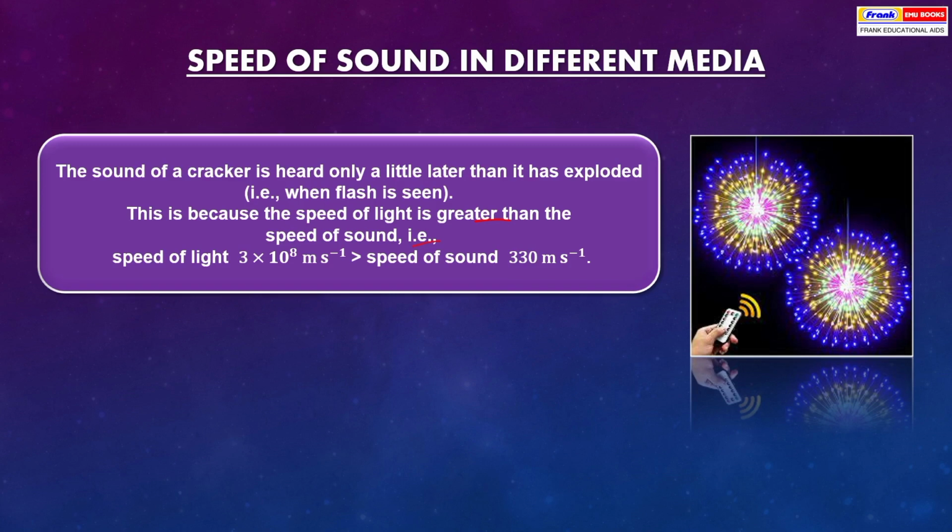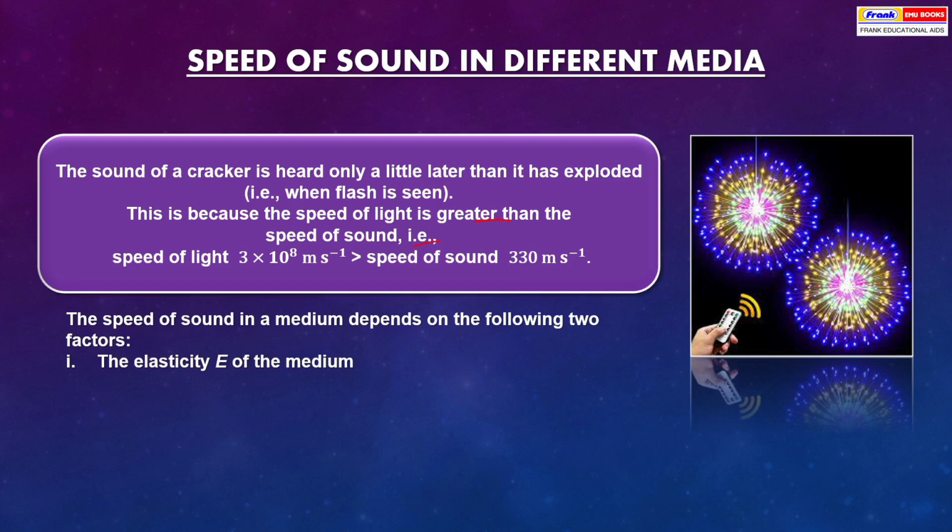Speed of light is approximately 3 into 10 to the power 8 meter per second, while the speed of sound is nearly 330 meter per second. So the speed of sound in a medium depends on the following two factors: first, the elasticity of the medium, and second, the density of the medium.